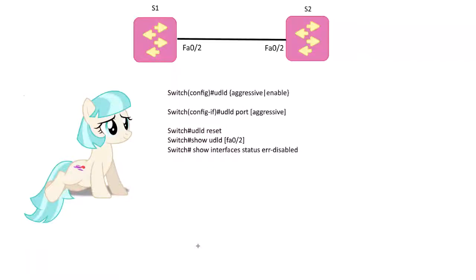Welcome to another Chicken Nugget series. We're going to look at UDLD, unidirectional link detection. So this is mostly used on fiber.